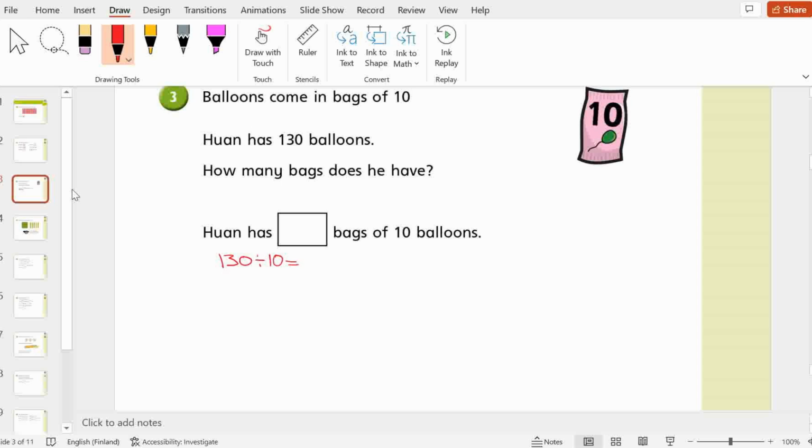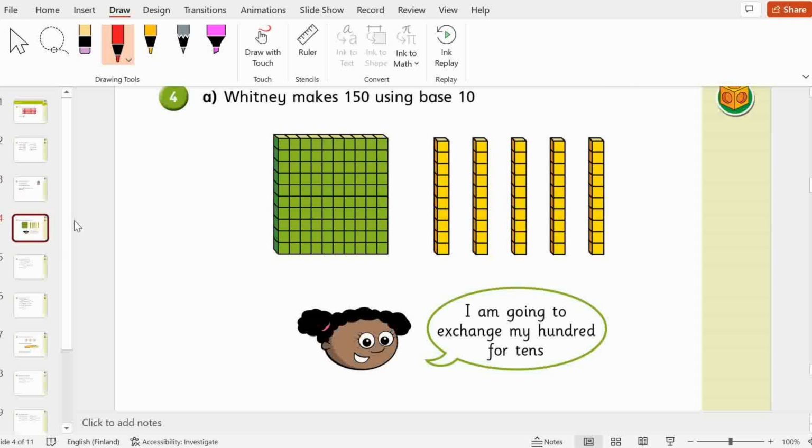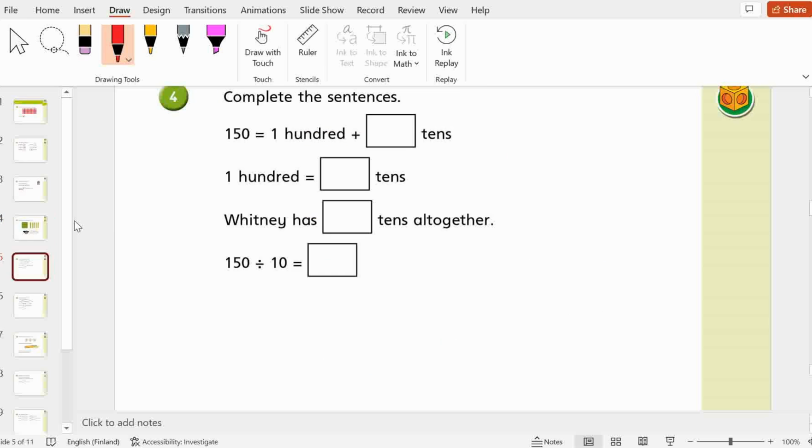And that gives us 13. Yeah? Right, Whitney makes 150 using base 10. So here's 100 and here's 50. That's 150. And she says, I am going to exchange my 100 for tens. Is that part of the same question? Yeah. So 150 equals 100. How many tens are there? How many tens?